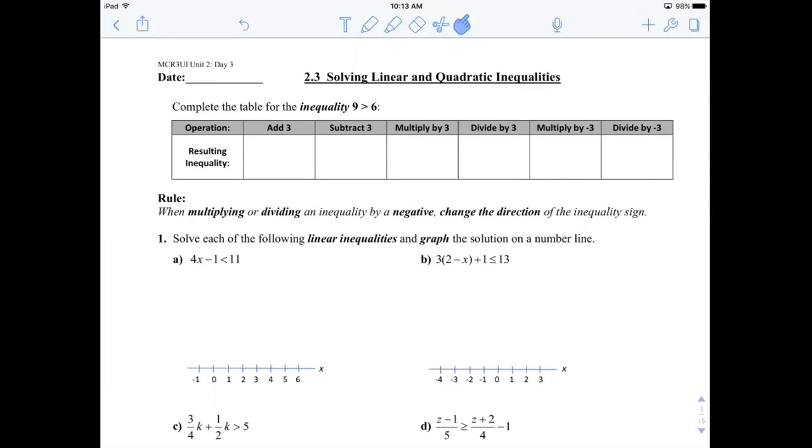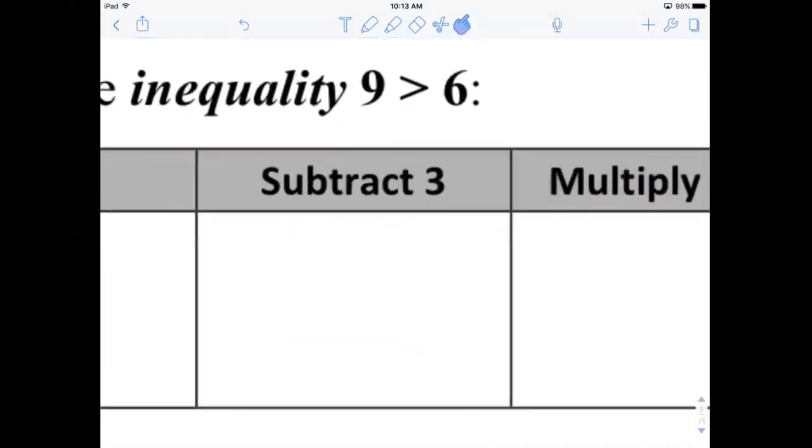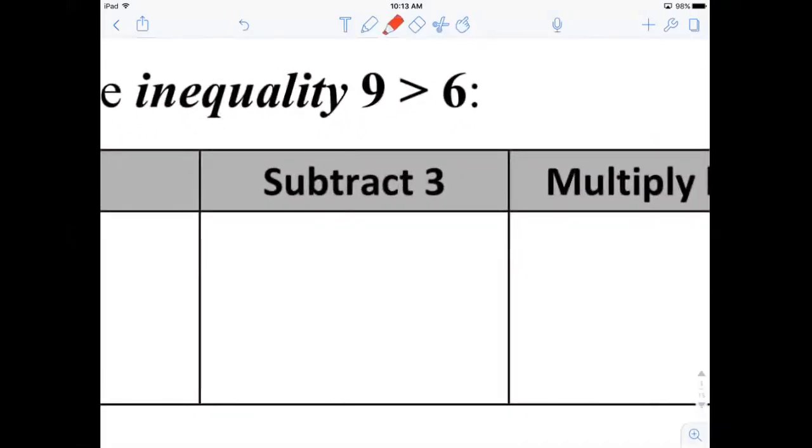And again, this idea of inequalities is going to focus a lot on greater than or less than symbols. So first of all, just a little reminder for something like this. This is an inequality statement here. 9 is greater than 6.